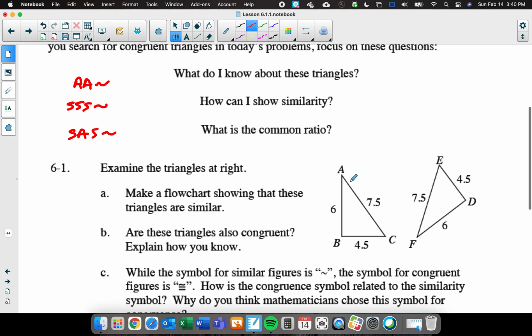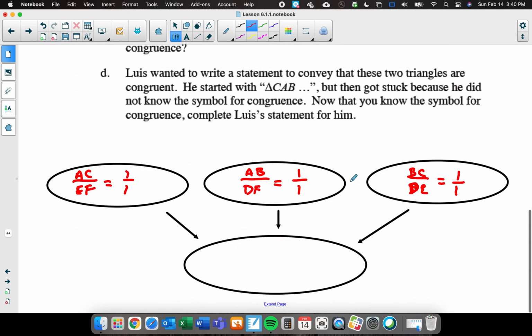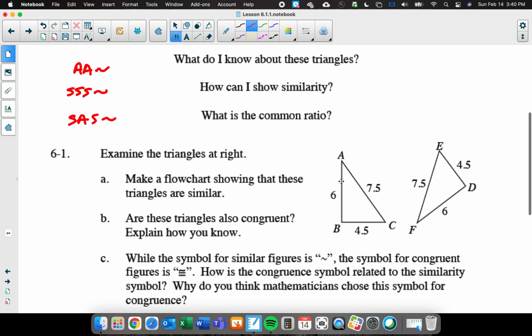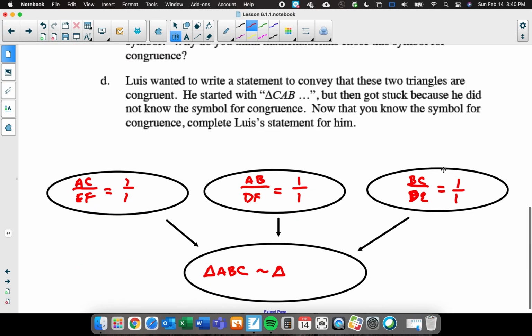So I'm going to say triangle ABC is similar to triangle. Remember, when you write a similarity statement, you got to match things up. So if we went AB, that means here we got to go FD. Okay, ABC is going to be FDE in this case, are the letters that have to match up. FDE.